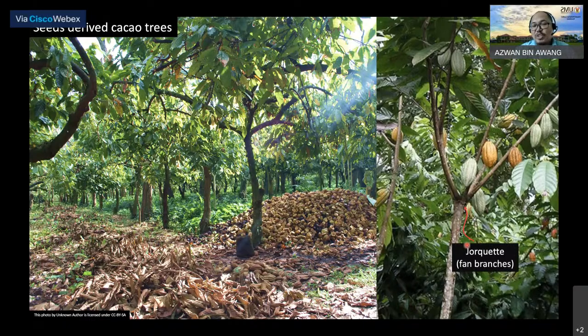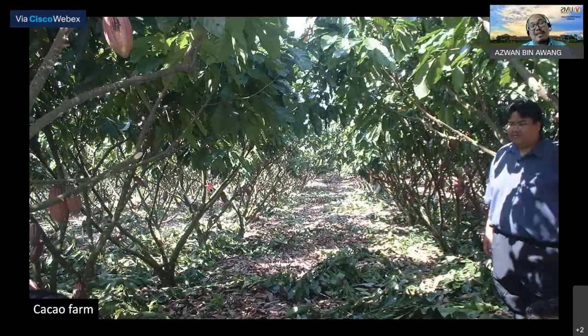And you can see a jorquette. That part looks like hands, right? Fingers like that. Those are the fan branches. All right, so these are characteristics of cacao trees if you plant from seeds. But if you do grafting, you can see that the plants are a bit shorter and you can see the branches at the lower part here. This is an example of cocoa plants.